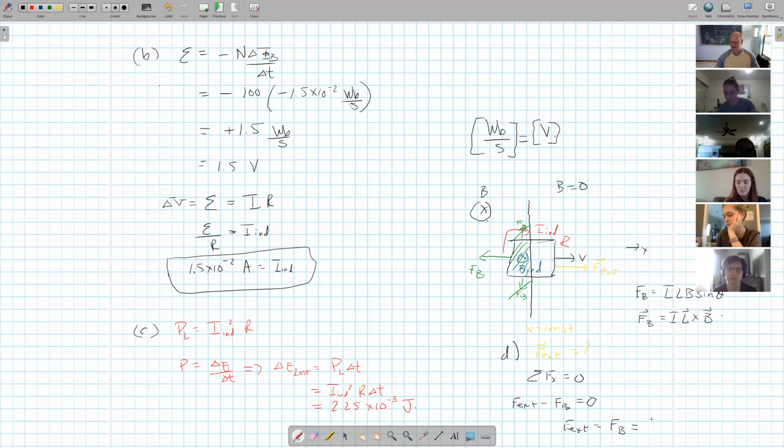So this is then going to be the induced current times the length of the side, which is L, times the external magnetic field, times sine of the angle between the two. But here, the current is this way. The magnetic field is into the board, which means those are at a 90-degree angle, so that's sine of 90. So here, theta is simply equal to 90 degrees. So the external force must be equal to the induced current times the length times the magnetic field, or it's the same thing as the induced EMF divided by the resistance, times the length, times the magnetic field.